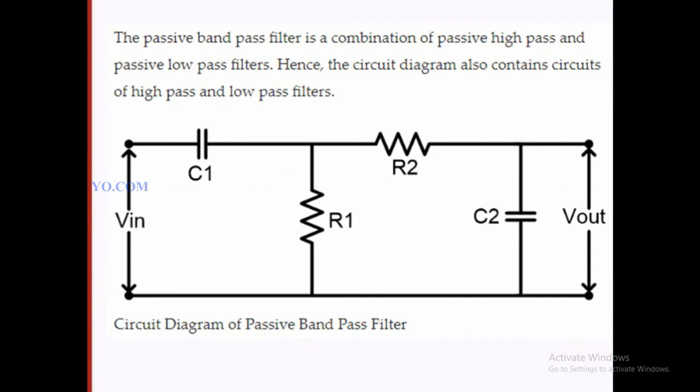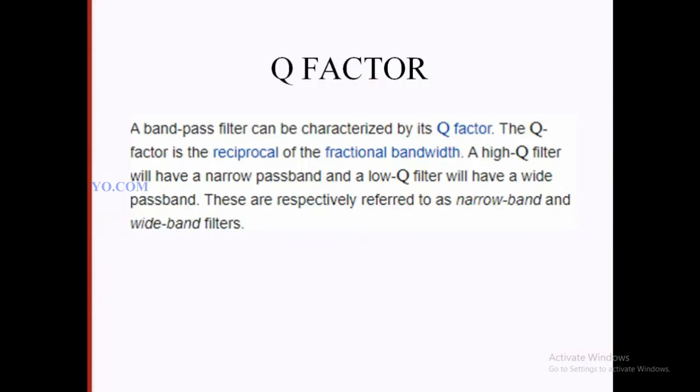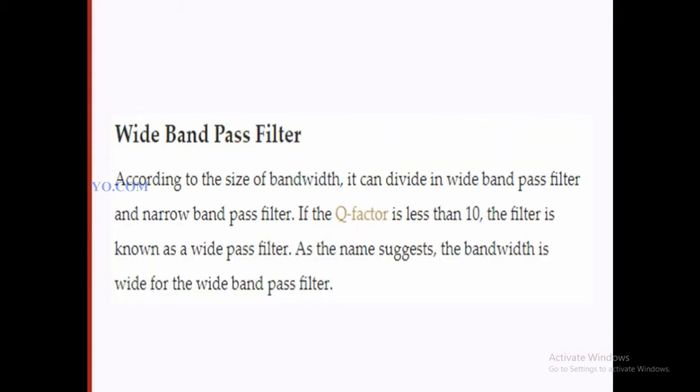This is a passive bandpass filter. Okay. Next I'm going to see the Q factor. A bandpass filter can be characterized by its Q factor. The Q factor is the reciprocal of the fractional bandwidth. A high Q factor will have a narrow passband, and a lower Q factor will have a wide passband. These are separately referred to as a narrow band and wideband filter.